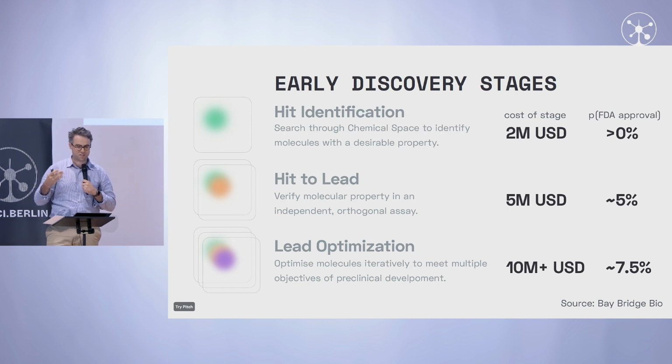We're looking at $5 million to go to hit to lead, $10 million plus to go through lead optimization. That's all before you're even in the clinic, and your probability of FDA approval starts rising, but it's still not at the level where people would be super comfortable. It is venture after all. But I think one number that really sticks out to me is this $2 million number.